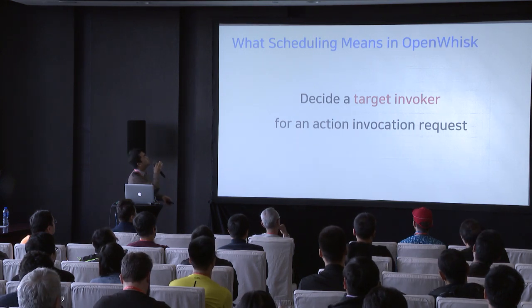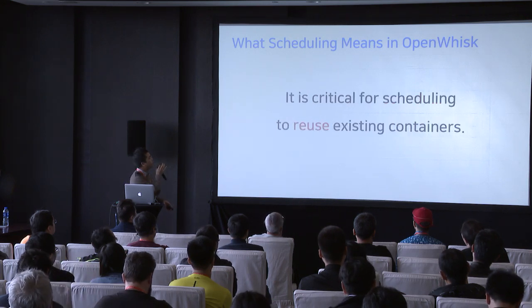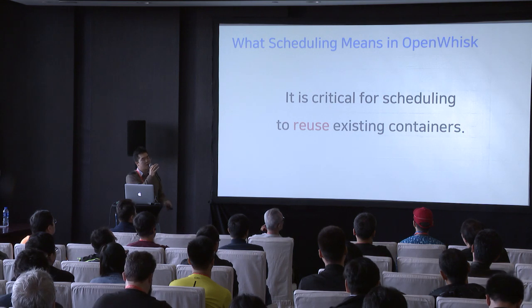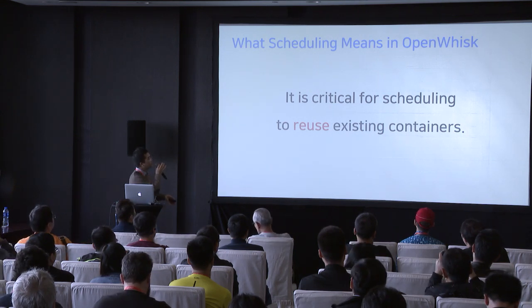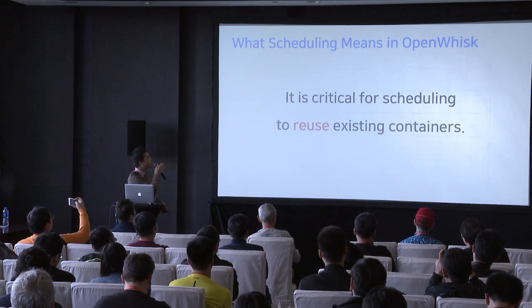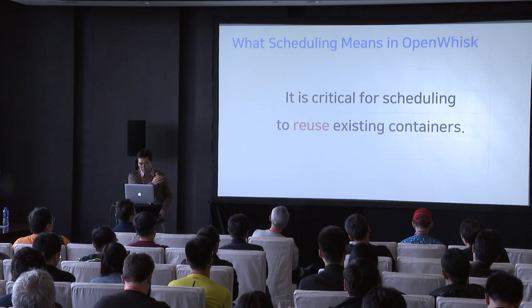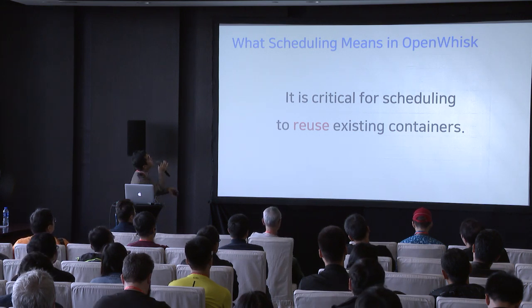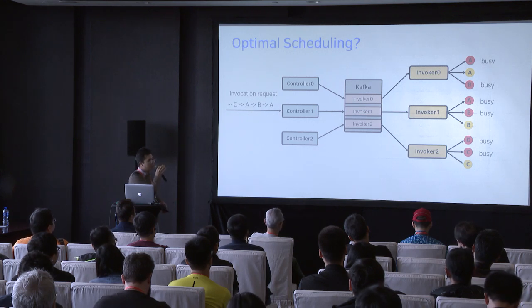This is what scheduling means in OpenWhisk. And as we already know, the warm start is much better than the cold start, right? So for the best system performance, we need to reuse warmed containers as much as possible. So is it difficult to achieve an optimal scheduling for OpenWhisk?